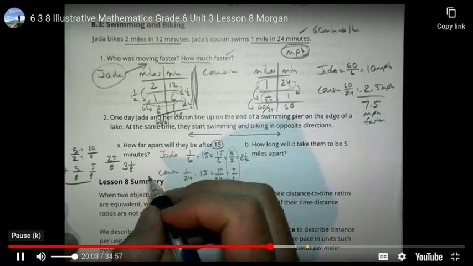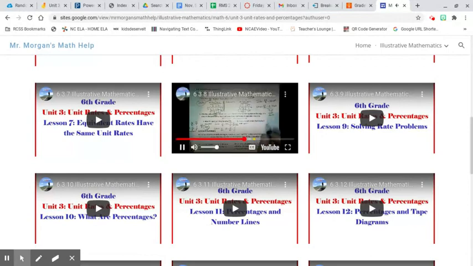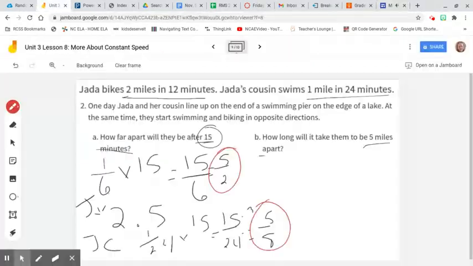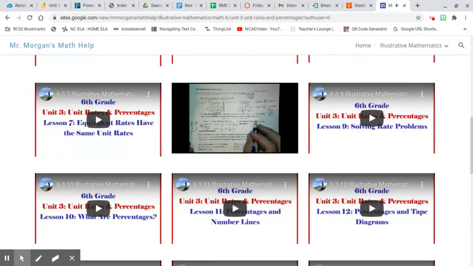8 goes into 25 3 times for 24 with 1 remainder. So we have 3 and 1/8. So how far apart will they be after 15 minutes? They're going to be 3 and 1/8 of a mile apart. So sorry about that zigzag work in there, but that's all the space I had. How long will it take them to be 5 miles apart? Okay, so let me make sure. 5 miles apart. So how long will it take to get 5 miles apart?